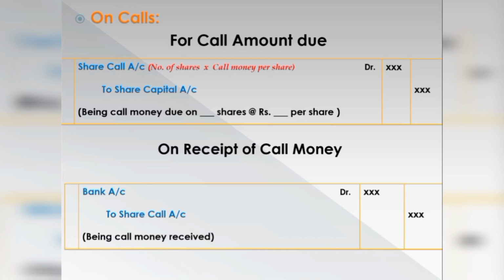Next, for the call amount due, the journal entry will be: Share call account debit with the amount of number of shares into call money per share, to Share capital account. The narration will be: being call money due on particular shares at rupees dash per share. On receipt of call money, that is, when the call money is being received, the journal entry will be: Bank account debit, to Share call account. The narration will be: being call money received.